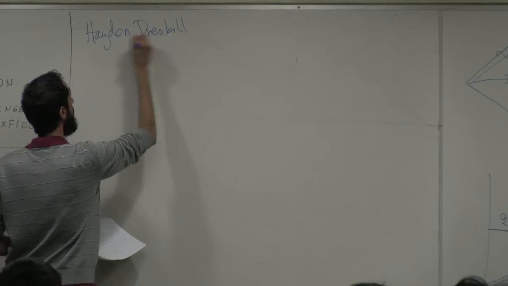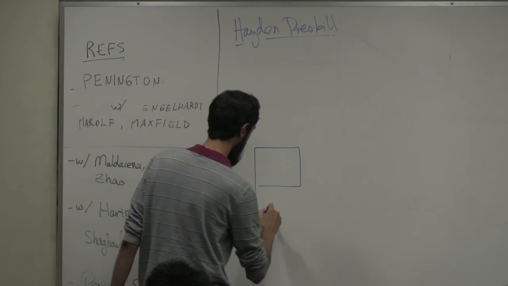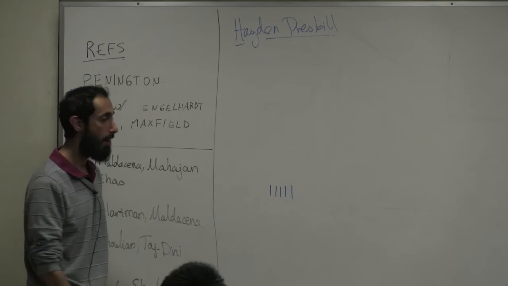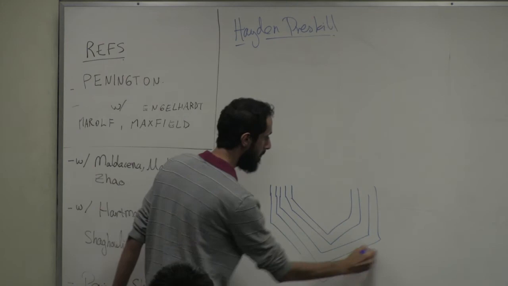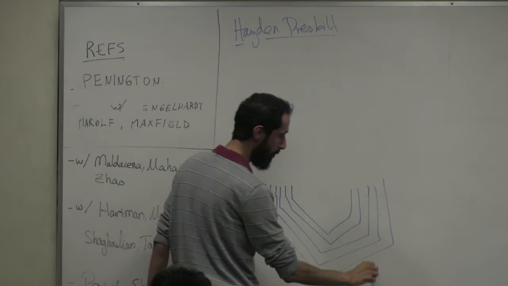So what do Hayden-Preskill say? They say that if you have a black hole, say, if you consider a quantum system represented by a bunch of qubits that is maximally entangled with another set of qubits, let's call these qubits B for black hole, and let's call these qubits R for radiation.